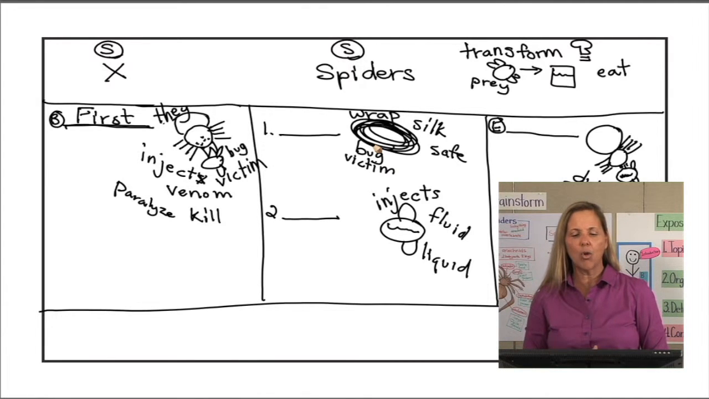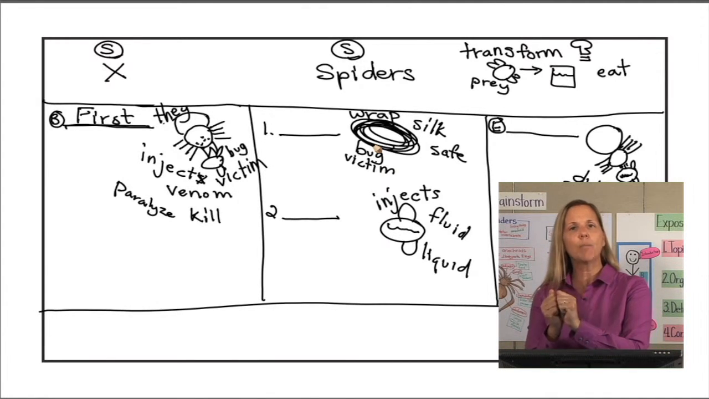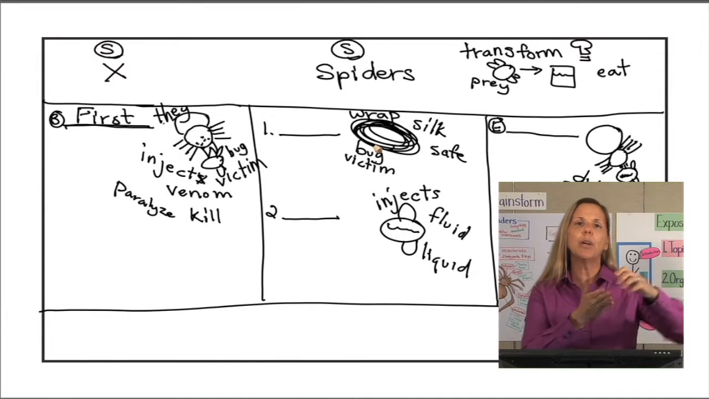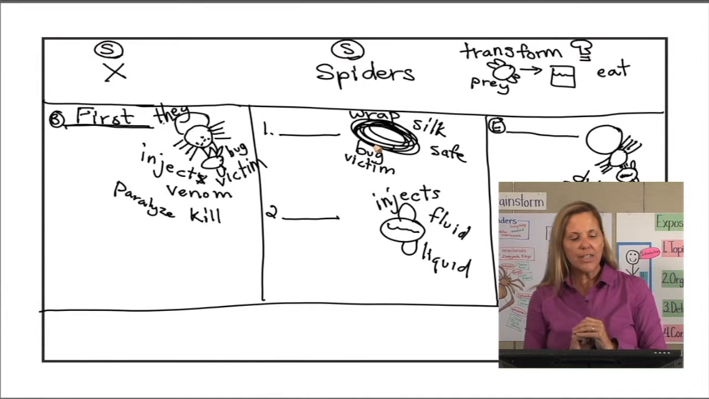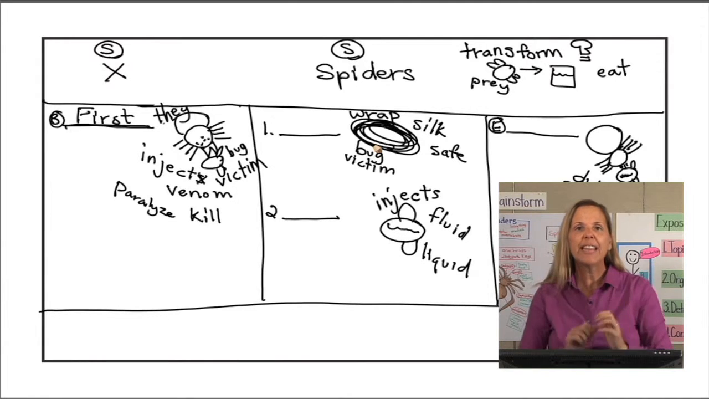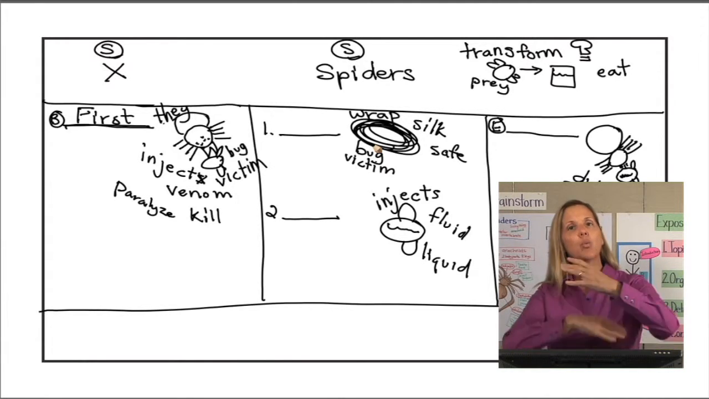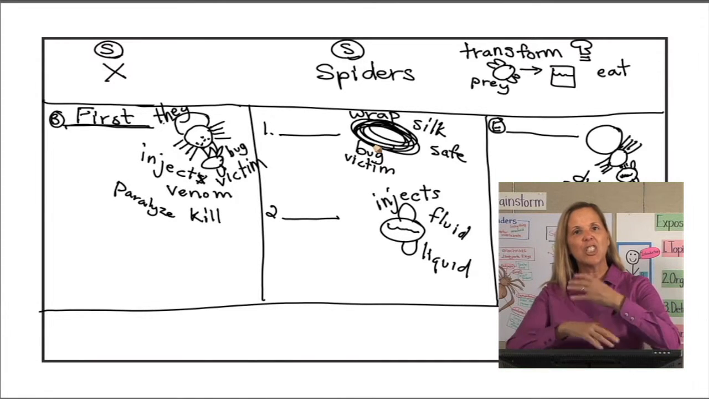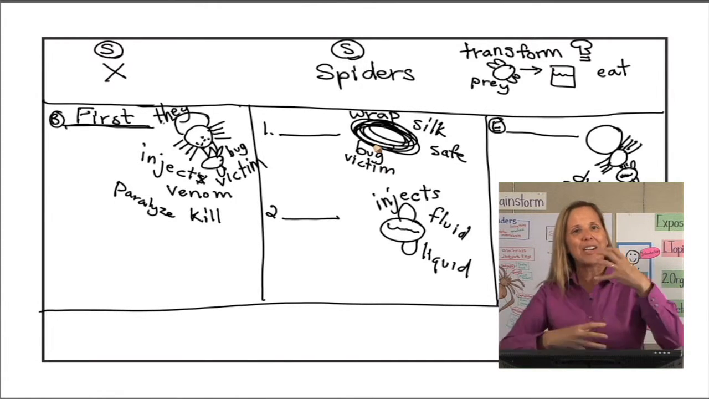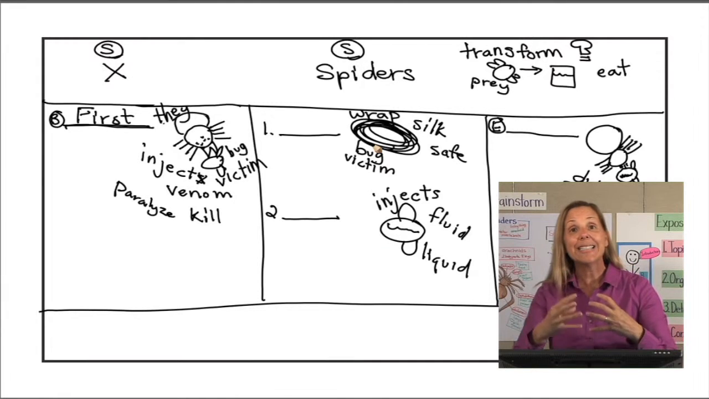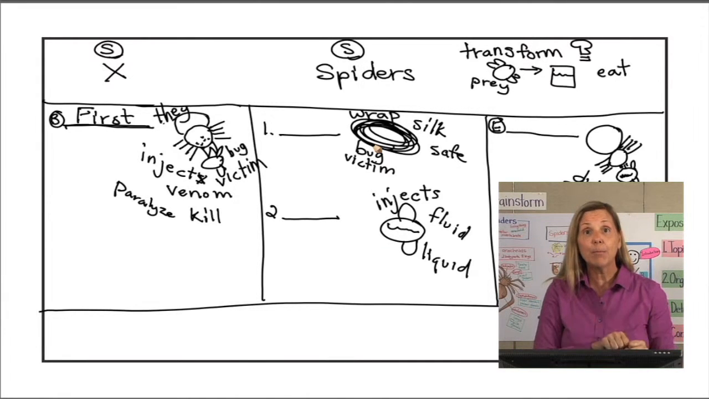Let's go back and say the whole thing. Spiders transform their prey from a solid to a liquid so they can eat them. First, they inject bugs with a venom to paralyze or kill them. The spider wraps the victim up in silk. The spider wraps their victims up in silk so they can carry them away.